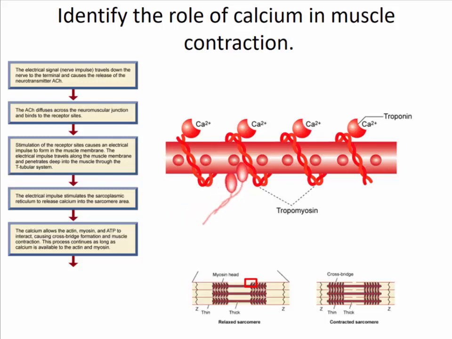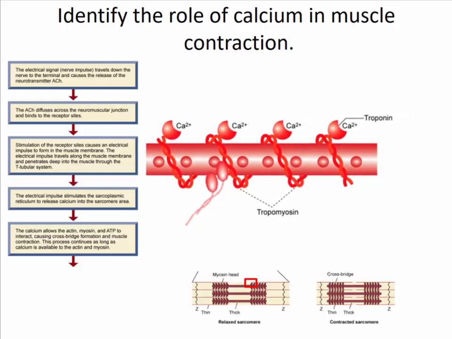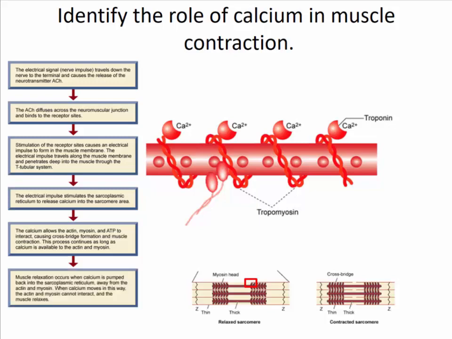This allows the myosin heads to attach to the myosin binding sites and then pull on the actin, drawing it in. This is related to the bottom right-hand picture of the contracted sarcomere, where all of those myosin heads have attached, forming cross bridges to the actin, and then pulled them towards the center of the sarcomere, making the sarcomere shorter. Once this process finishes, muscle relaxation occurs when the calcium is pumped back into the sarcoplasmic reticulum away from the actin and myosin. When calcium moves in this way, the actin and myosin cannot interact any longer, and the muscle relaxes.